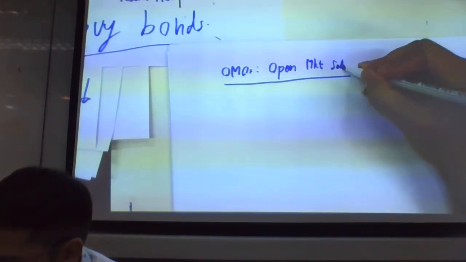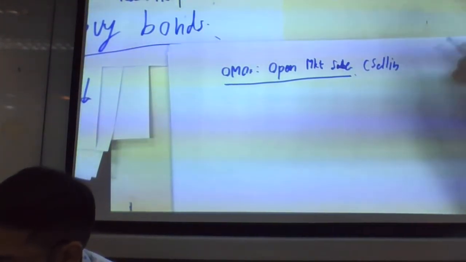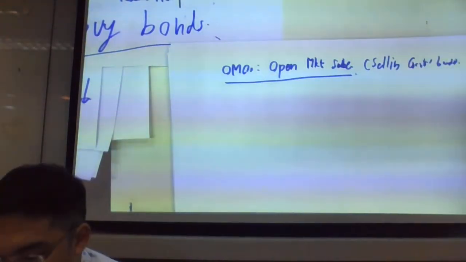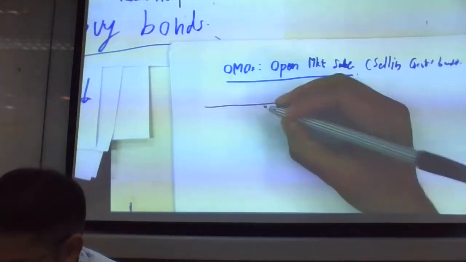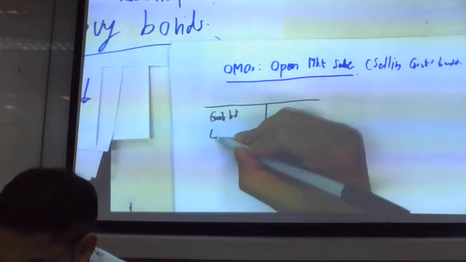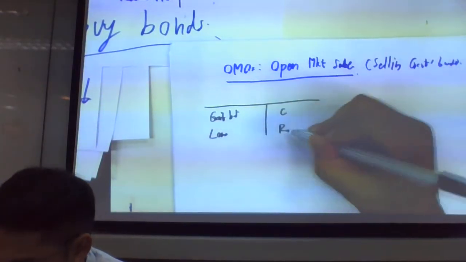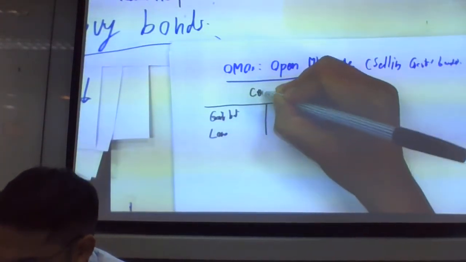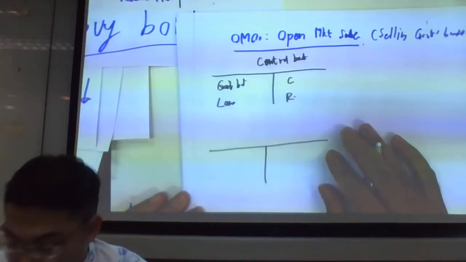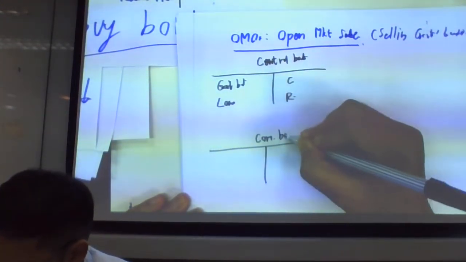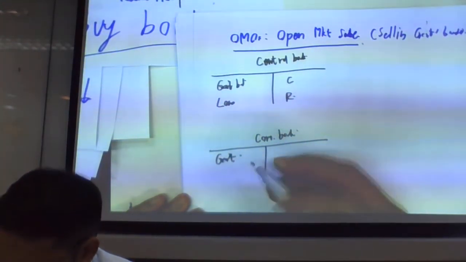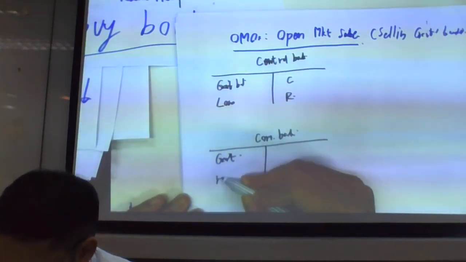That is, we are selling government bonds. Let's start from the balance sheet. Government bond, loan, currency reserve. This one is from the central bank balance sheet, and for this one is for the commercial bank. Government bond is regarded as the securities, and here for this one it is the reserve.